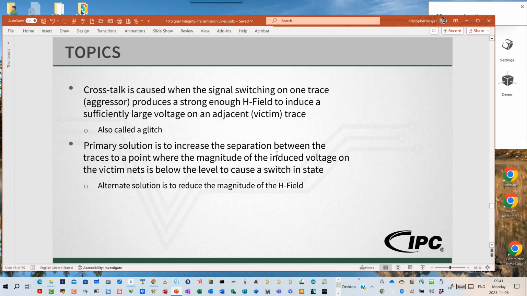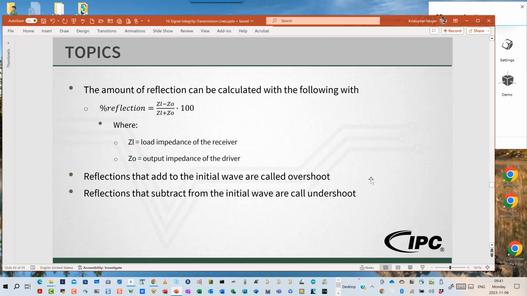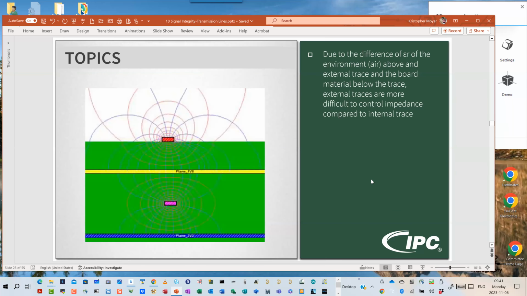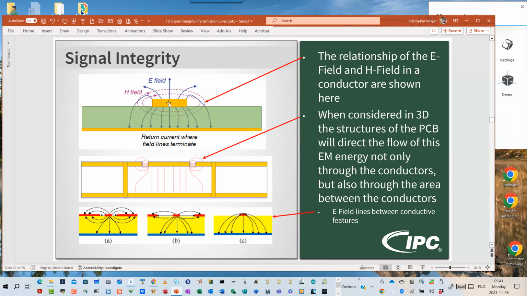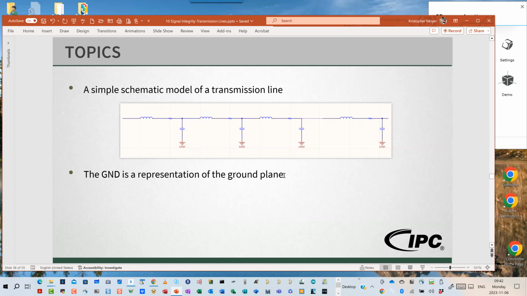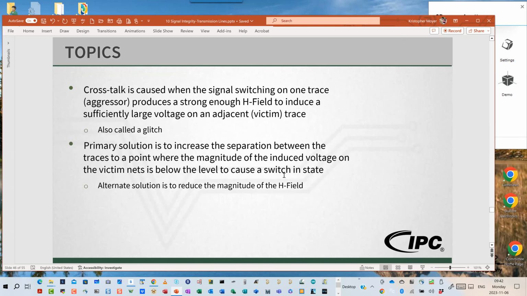Now, if I can't increase the separation between the traces to the point where the magnitude of the induced voltage on the victim nets is below the threshold, I could, using the discussion back here about our planes, if I can't increase the space between the conductors here, but if I can reduce the gap between this and this, I'm going to radically more concentrate the E field below, which is going to cause that H field to contract in on itself, and therefore the magnitude of the H field that is interacting with the adjacent signal over here will be a lower magnitude. So now that's more challenging. There are some more limitations to that based off of manufacturing that we talked about last week, but that is another option as an alternate. But again, our primary solution here is going to be increase the space between them.